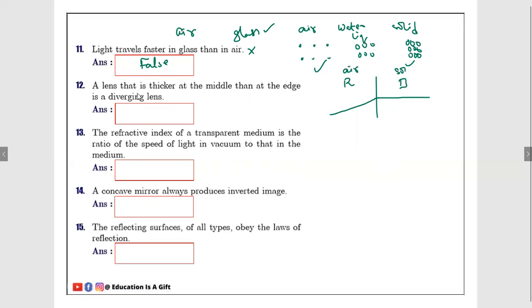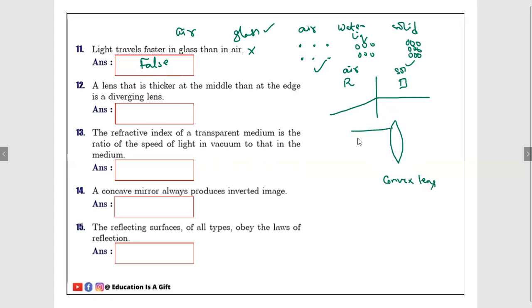12. A lens that is thicker at the middle than at the edges is a diverging lens. First let us try to draw it. At the middle it is thicker, which means at the edges it will be thin. So that must be this lens. What is this lens? It is a convex lens.